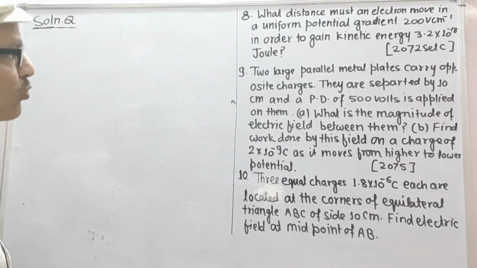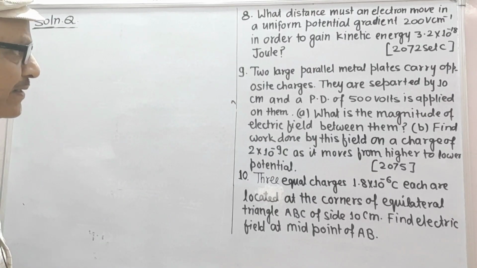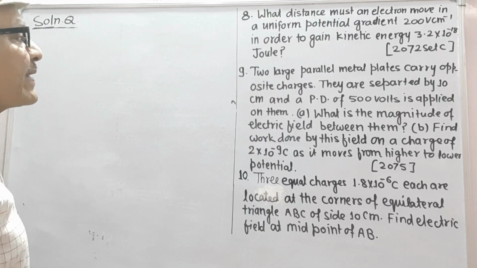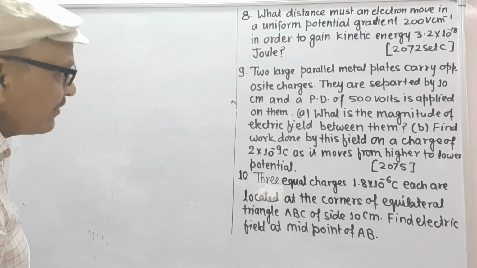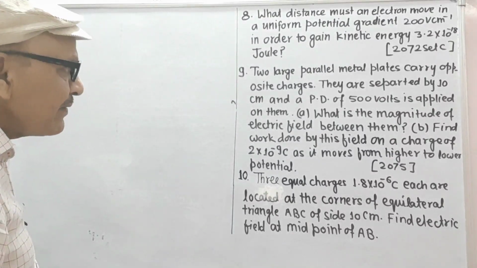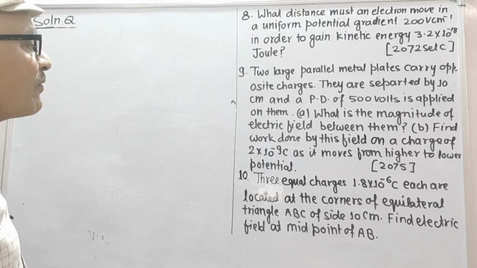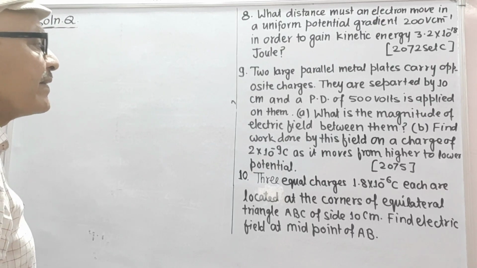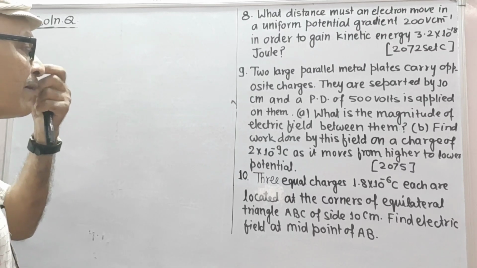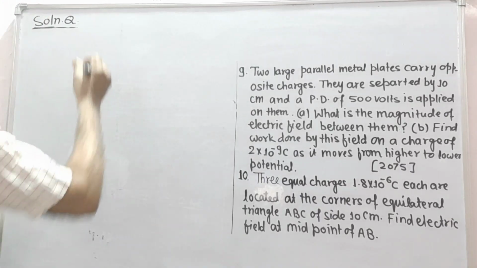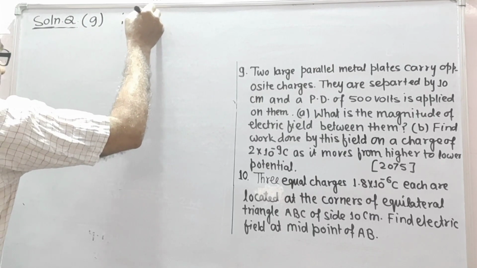The question is, two large parallel metal plates carry opposite charges. They are separated by 10 cm distance and a potential difference 500 volt is applied between them. What is the magnitude of electric field between them? Find the work done by this field on a charge of 2 into 10 to minus 9 coulomb as it moves from higher to lower potential. Solution to question 9.